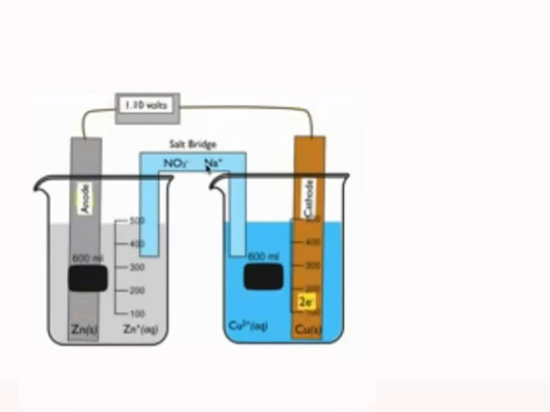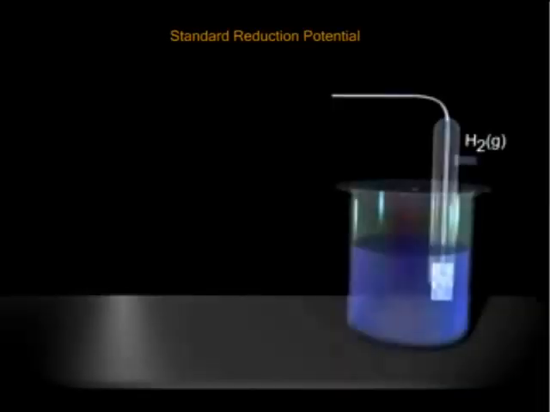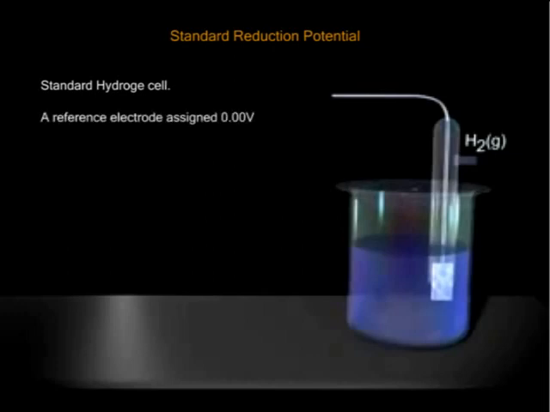Let's first look at this reduction potential. Standard reduction potential. Now, you and I know that reduction potential differs from one substance to another. In order to measure or quantify the reduction potential of any metal, we need a standard that we shall compare with the other metals. The standard electrode that is chosen is that of hydrogen. This is called a standard hydrogen cell. Being the reference, it is assigned an electrode potential of 0.00 volts.